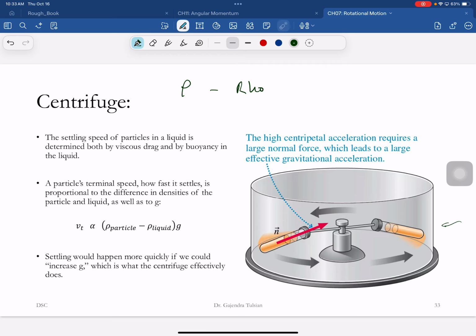So for blood in the centrifuge, what would that look like? The particle, let's say it's a red blood cell, would be the density of the red blood cell minus the density of the liquid, which is, of course, plasma. You can Google the density differences.